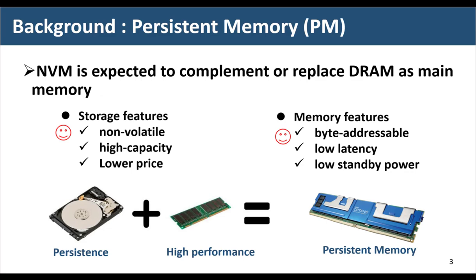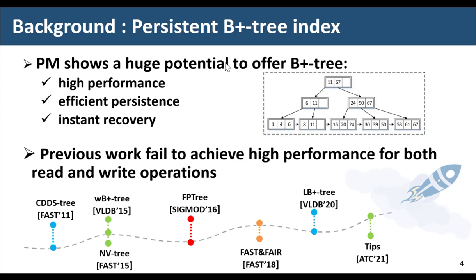Emerging persistent memory provides persistence, high capacity, lower price, fast addressability, low latency, and low standby power. These features make PM very attractive to complement or replace DRAM as main memory. Persistent memory shows huge potential to provide indexing structures with high performance, efficient persistence, and instant recovery. B+ tree is a fundamental building block in storage systems.